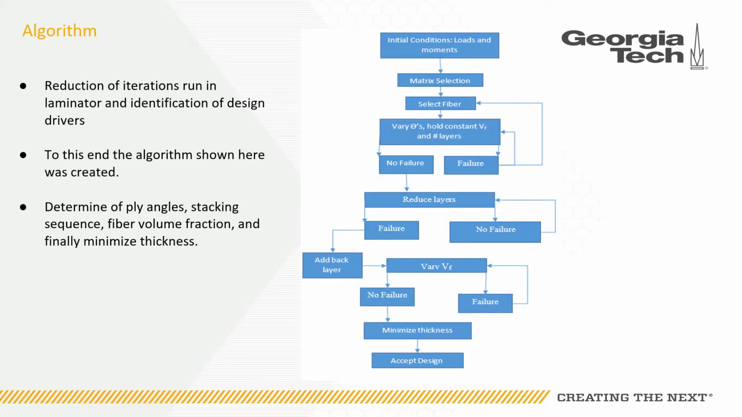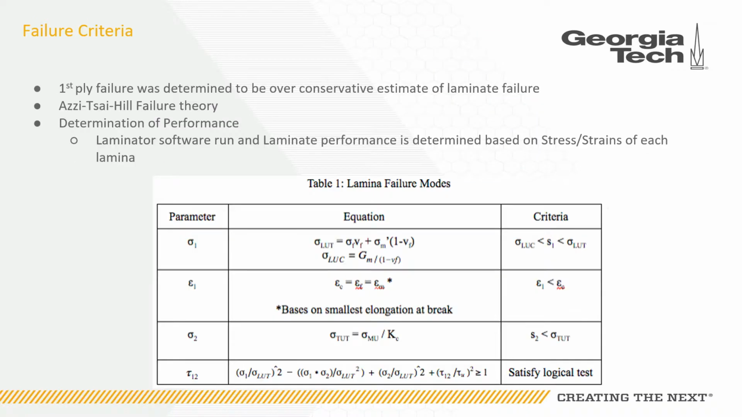In order to identify the design drivers and reduce the number of iterations, the algorithm shown here was used. The algorithm allowed us to best study an individual variable by holding the others constant. It was determined that the order that the variables would be fixed in was ply angle, followed by stacking sequence, and finally fiber volume fraction. After this, we would minimize the thickness of the lamina.